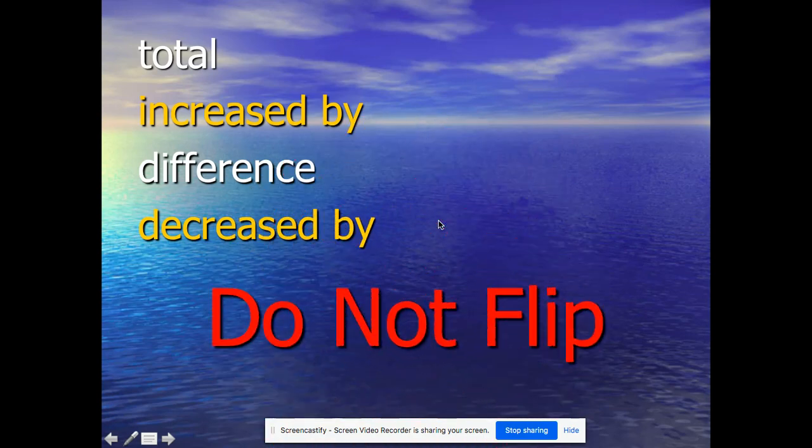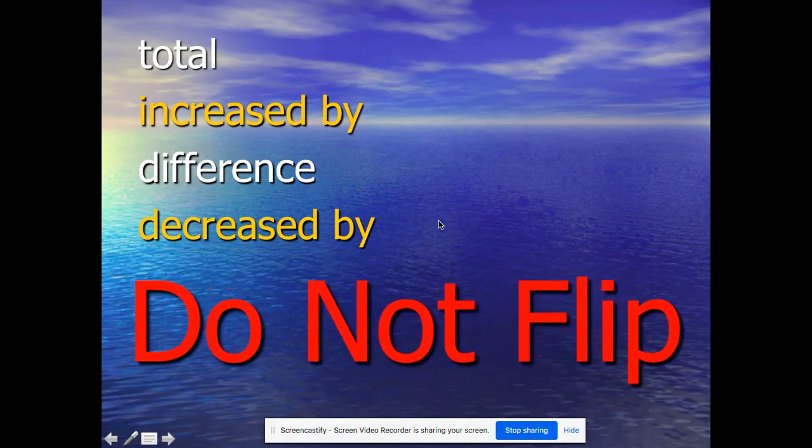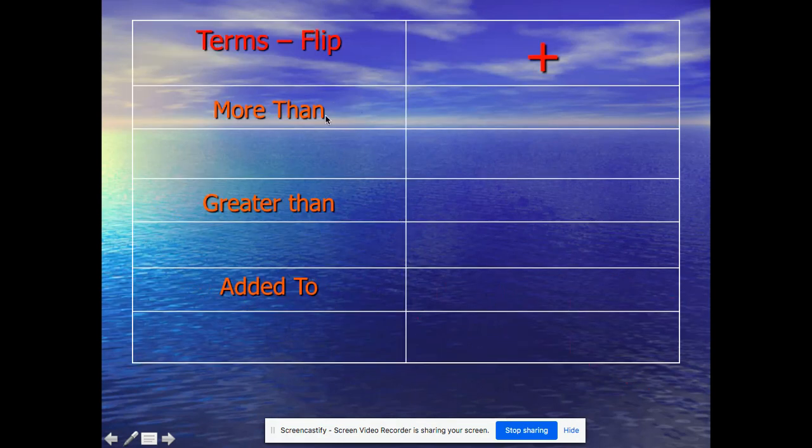Got a little fancy artwork on there. Another one. All right, these are our next set. We have 3 terms: more than, greater than, and added to. Again, all using addition. Let's go over some examples. 6 more than 12. If we have 6 more than 12, what number are we starting with? We're actually starting with 12. And if we have 6 more than that, we would add them together.